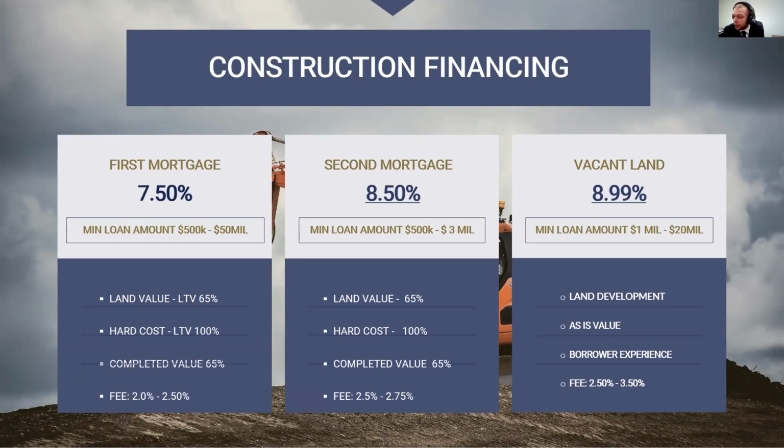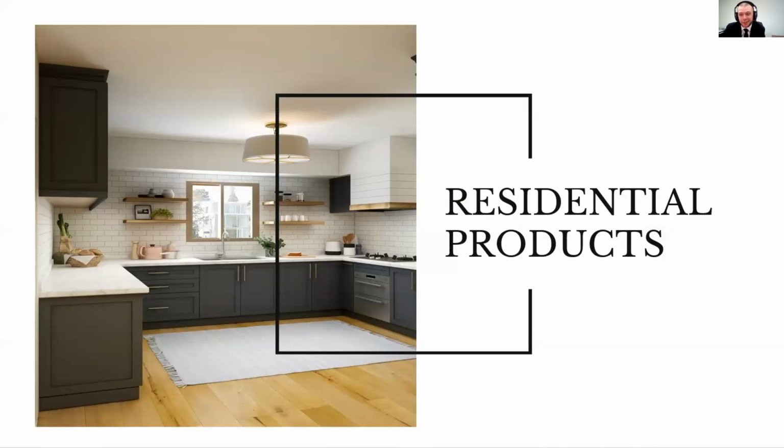On our second mortgages, we typically don't do those on subdivisions or condominium complexes, so they're anywhere from 500 to 3 million. And on vacant land, it will be from $1 to $20 million. The fees for this are in that 2% range, typically 2 to 3%.